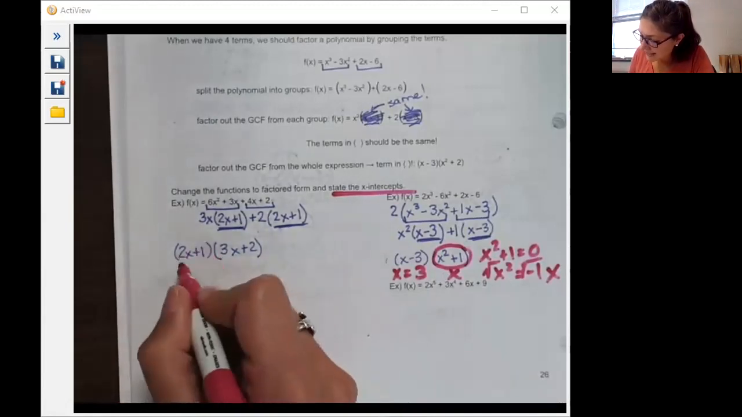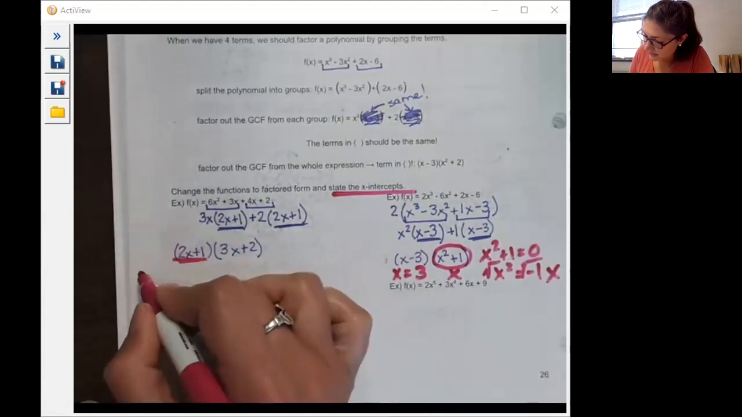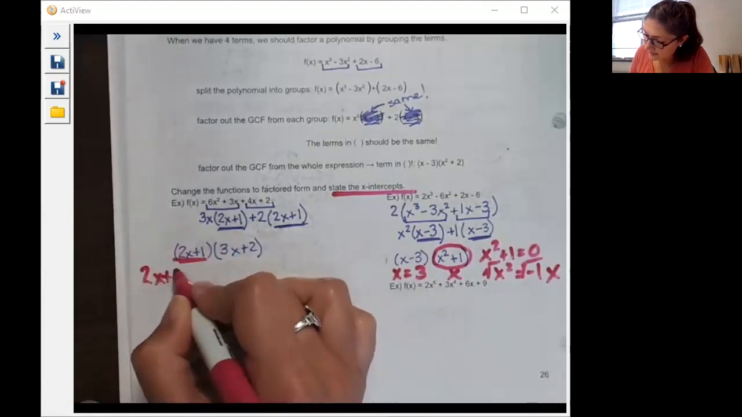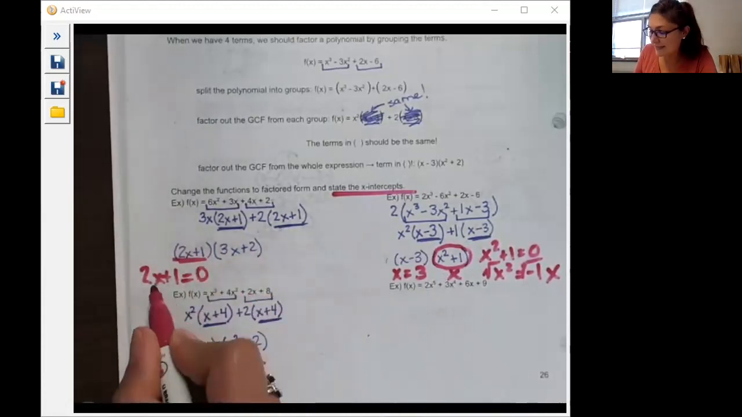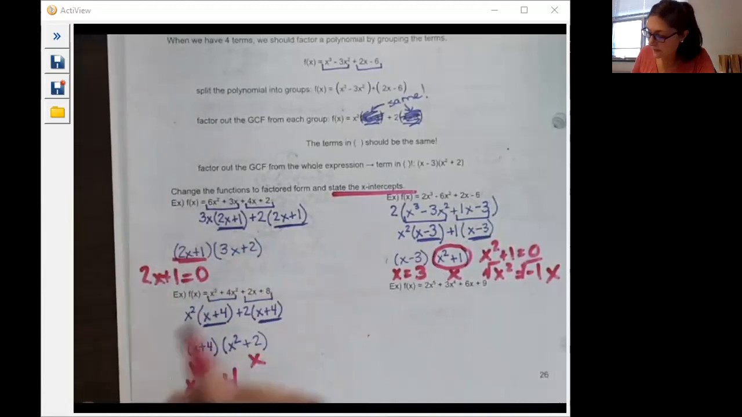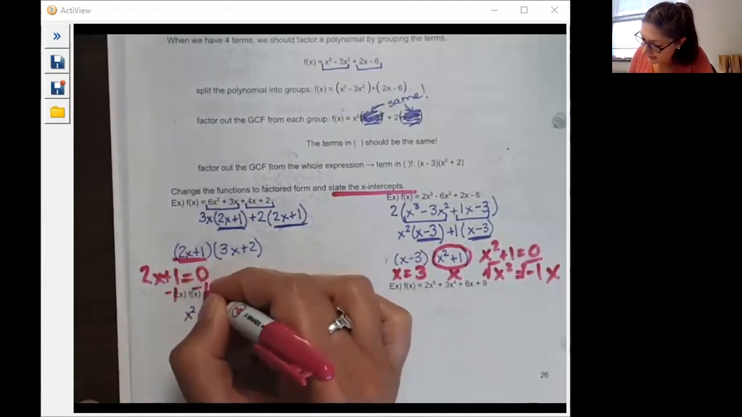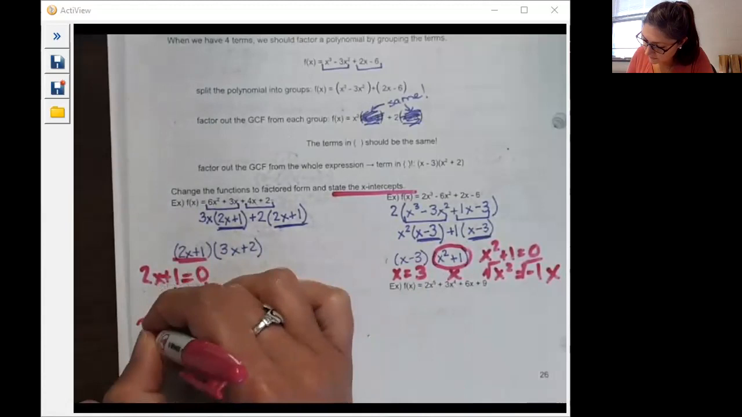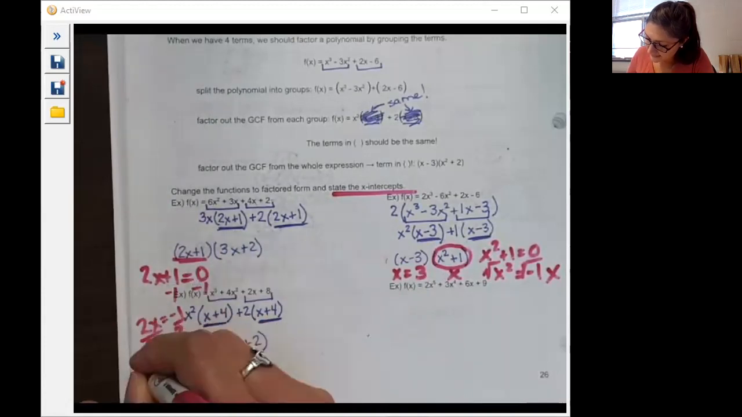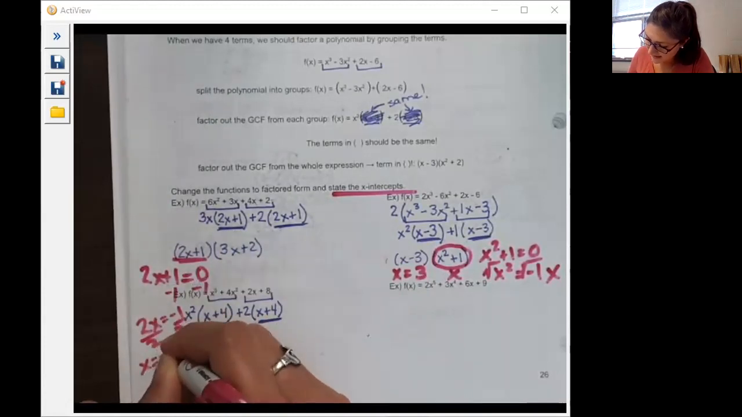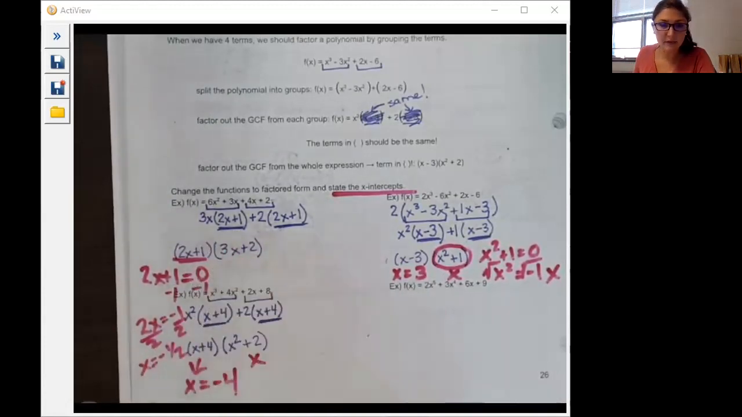So if I take a look at my first factor here, to find my x-intercept, since I have 2x instead of just x, I'm going to set that equal to 0 and then get x by itself. So my first step here would be to subtract 1. That would leave me with 2x equals negative 1. And then I'm going to divide by 2. So I would get x to be negative 1/2 as an x-intercept.